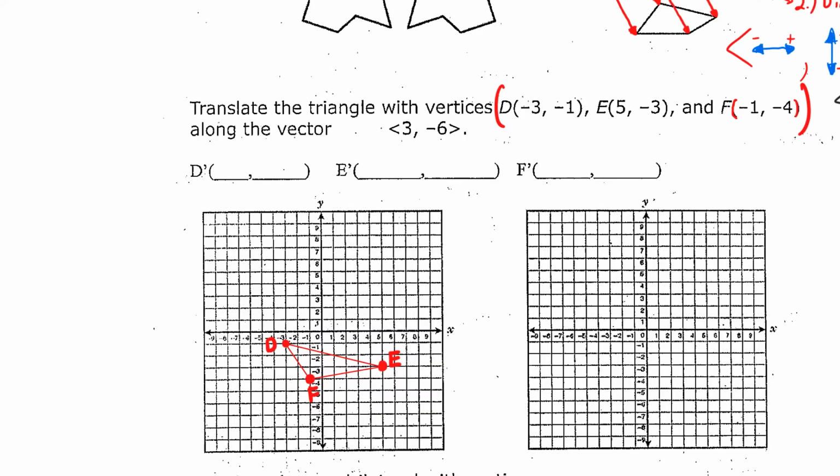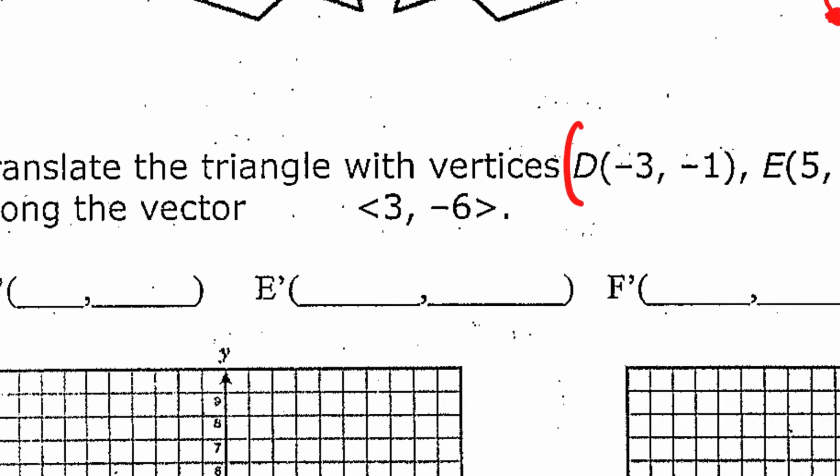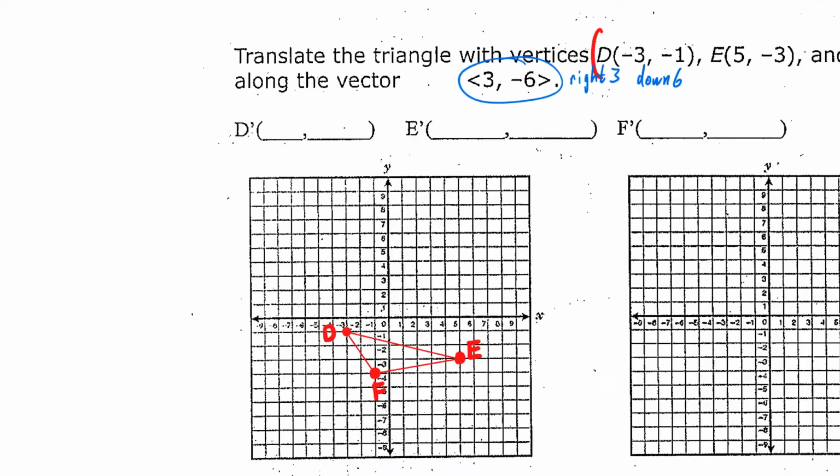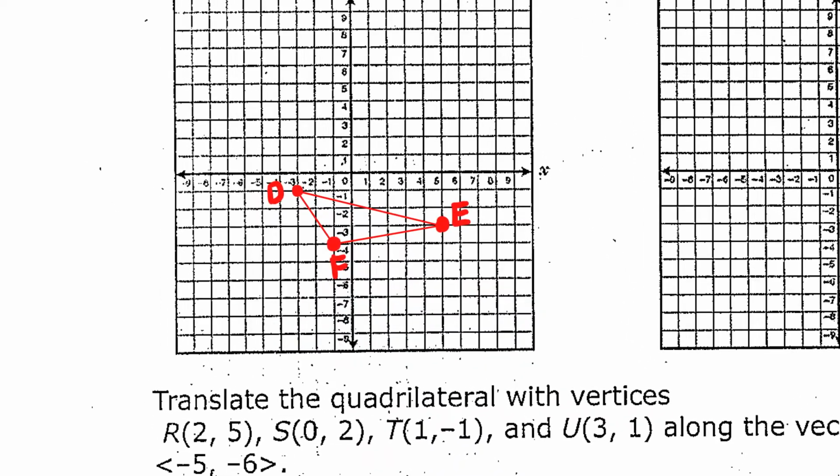Now we're going to translate that using this vector 3, negative 6. So what's that vector going to do? Right 3 and down 6. That's what that vector is going to do. It's a positive 3, negative 6. Right 3, down 6. So for every point here, I'm going to apply that vector to it.